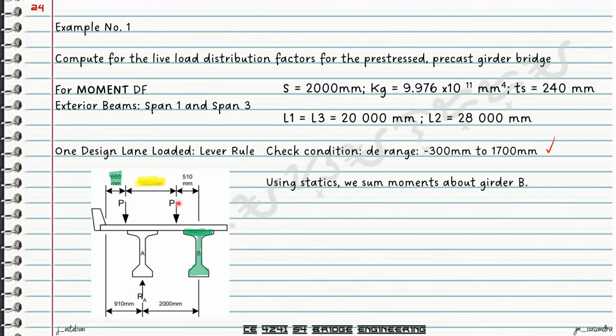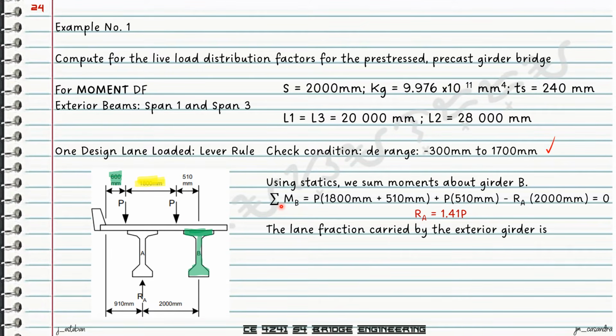So we have now P times 510 plus P times the distance 1,800 plus 510 minus your reaction at the exterior times its distance to the interior or first interior girder. So with this, we can now solve for the value of RE, but this will be in terms of the P value. So we have 1.41. So this is not yet our distribution factor.